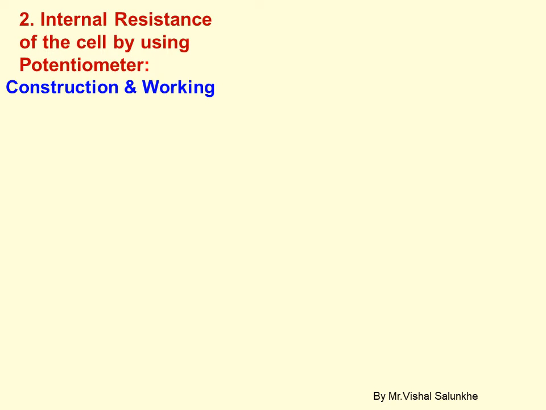Next point, the second application of potentiometer, that is to determine the internal resistance of a cell by using potentiometer. My dear students, we already learned about internal resistance, because internal resistance is nothing but the resistance offered by the electrolyte of the cell, means between anode and cathode. That resistance is called internal resistance. And that internal resistance of the cell we are going to determine by using this potentiometer. So how we are going to do this, we'll see.